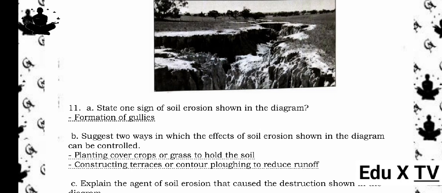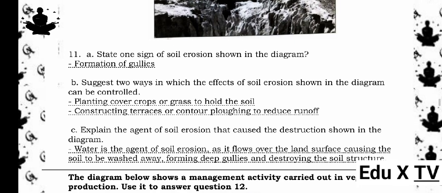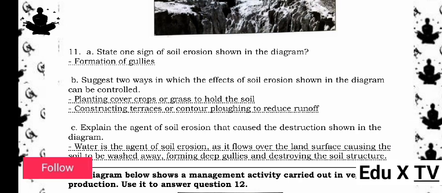B. Suggest two ways in which the effects of soil erosion shown in the diagram can be controlled. Planting cover crops or grass to hold the soil. Constructing terraces or contour plowing to reduce runoff. C. Explain the agent of soil erosion that caused the destruction shown in the diagram. Water is the agent of soil erosion, as it flows over the land surface causing the soil to be washed away, forming deep gullies and destroying the soil structure.